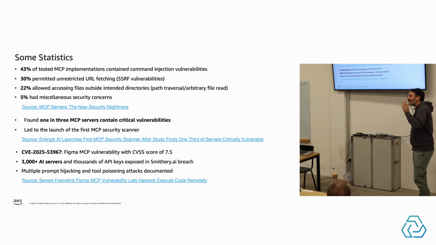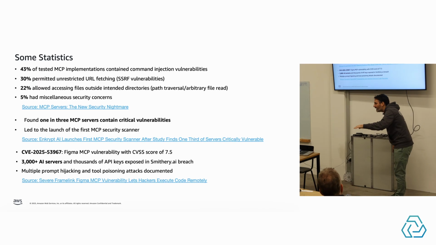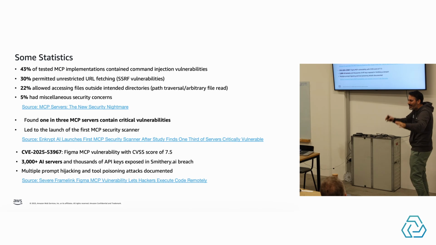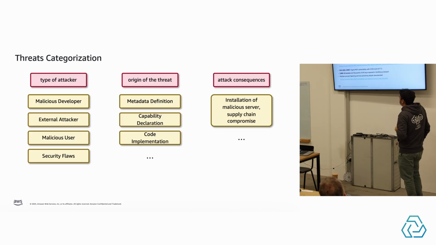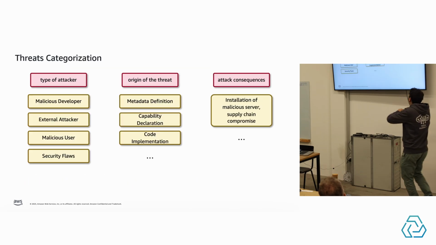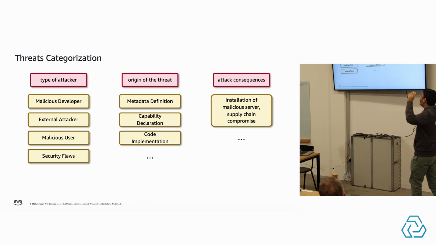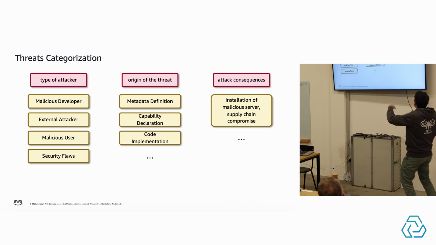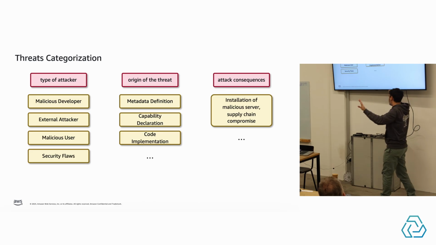some statistics. 50% of the MCPs that have been tested from a security standpoint are flawed. You name the attack, it has been there. If you build an MCP, it's going to be attacked immediately, okay? So watch out. And attacks come from all directions: malicious developer, external attacker, user, security flaws, from different origins, metadata, capability, code implementation, and the consequences can be 100% at every possible level.